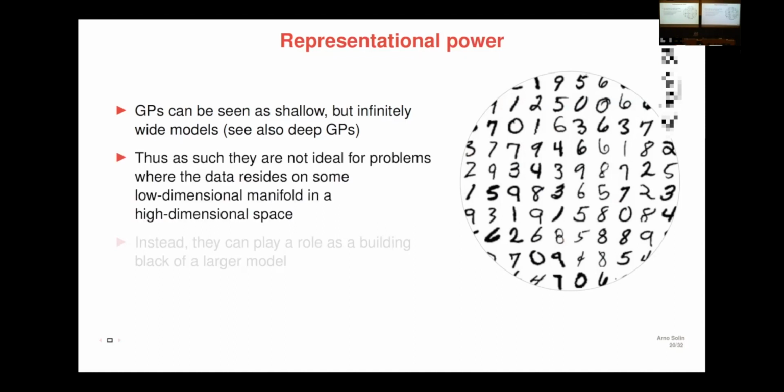And thus they might not be ideal for problems where the data resides on some low dimensional, complicated manifold in some very high dimensional space. Read that as images. Because images typically have a very high dimensional space where the manifold of any sensible image that represents anything a human would understand is actually a tiny manifold somewhere in that space. And for a GP to learn that correlation structure, you need a lot of clever tuning and tinkering to do that. And I'm not saying that you cannot do it, but it's maybe not the first choice.